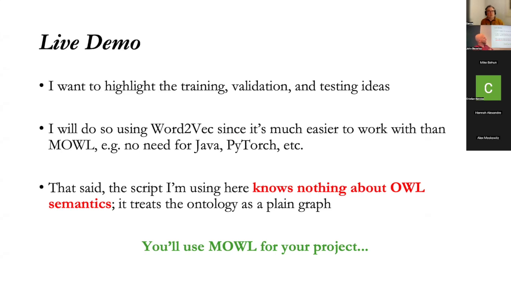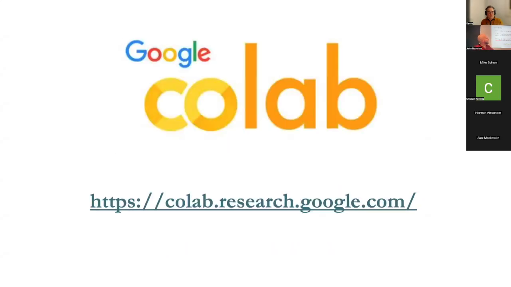That said, and you'll see this more clearly, the script I'm using here knows nothing about OWL semantics. So when I feed it the artifact ontology, it just treats it like a plain graph. It doesn't embed the logic. It just treats the patterns as patterns of the same sort, nothing special, just like with a corpus of text. It's learning patterns that it can see, basically frequency and similarity.